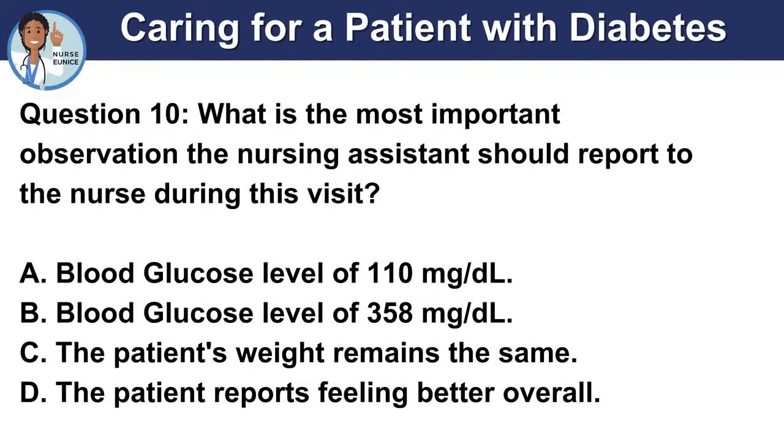Question number 10. What is the most important observation the nursing assistant should report to the nurse during this visit? Is it A, the blood glucose level of 110, B, the blood glucose level of 358, C, the patient's weight remains the same, or D, the patient reports feeling better overall?